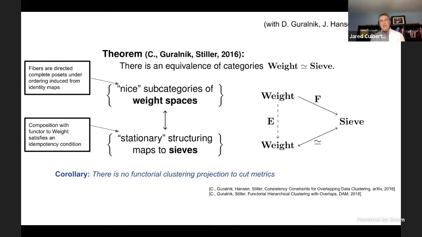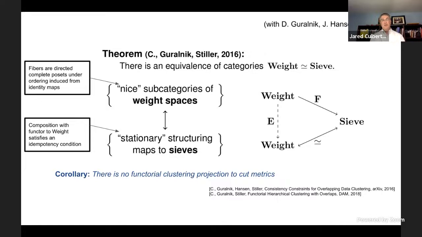And what we found was that if you expanded the idea of dendrogram, and instead of thinking about just hierarchies of partitions, you allowed yourself to think about hierarchies of covers, so you have overlapping clusters now. We call these hierarchies of overlapping covers sieves. There's an equivalence that generalizes the dendrogram to ultrametric equivalence, between the category of sieves and the category of weights, where you drop the triangle inequality requirement for metrics.